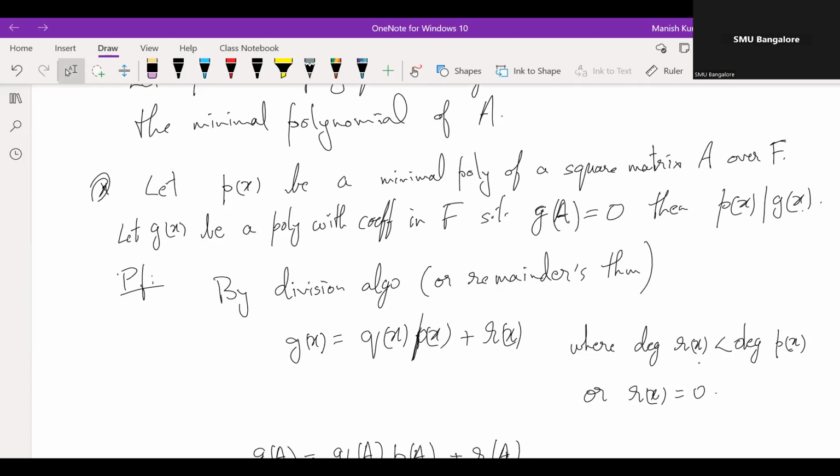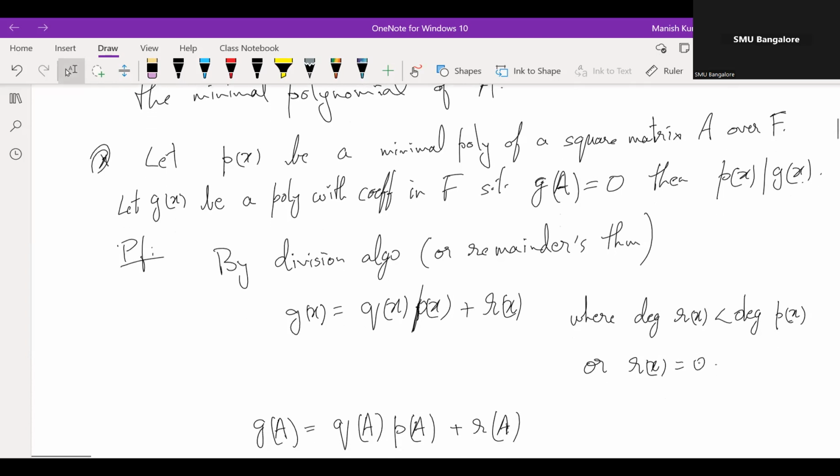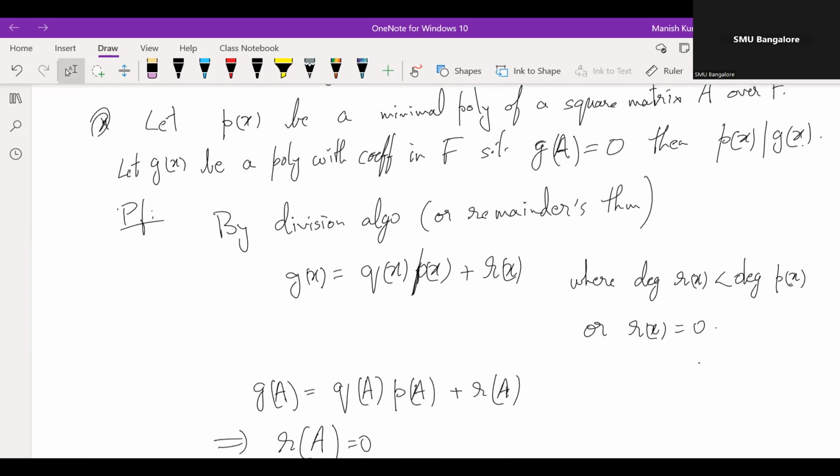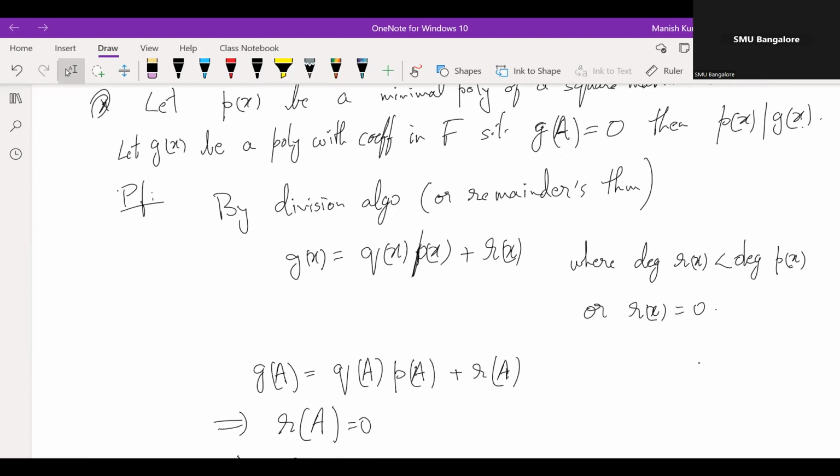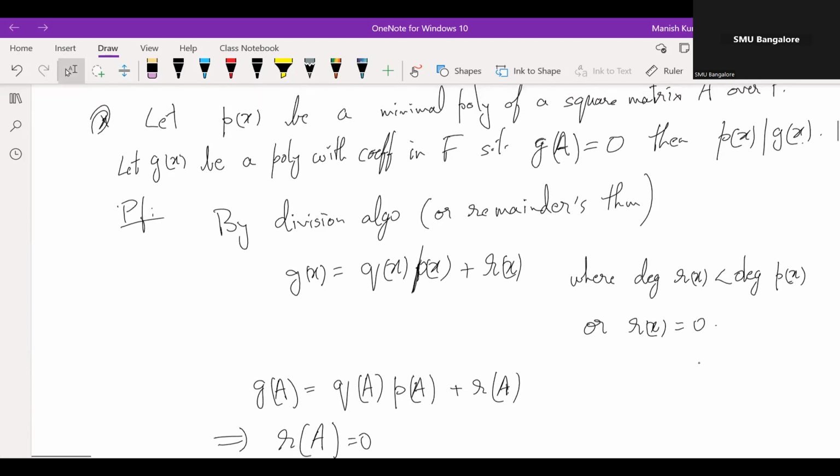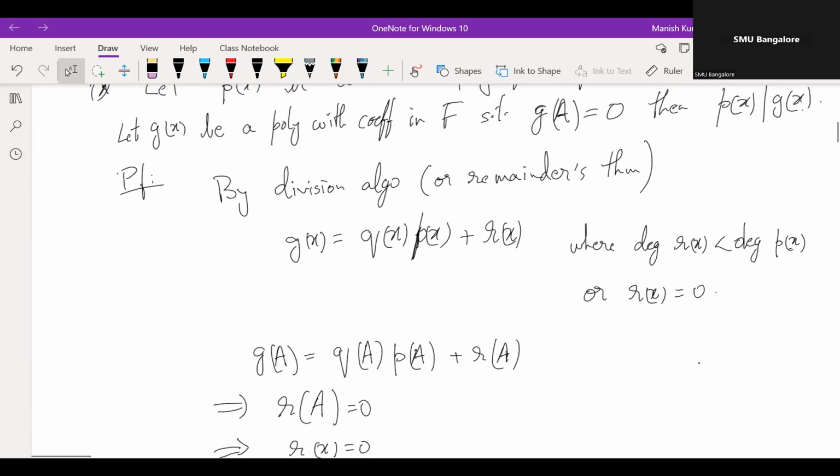We apply this remainder theorem and then we plug in A. Of course, both the left and right hand side polynomials are the same, so if you plug in A, we get the equality of the endomorphisms. So g(A) is the same as q(A) times p(A) plus r(A). Remember g(A) is 0 by hypothesis, and p(A) is 0, and if you multiply any matrix by the 0 matrix, you get 0. So that tells you that r(A) is also 0.